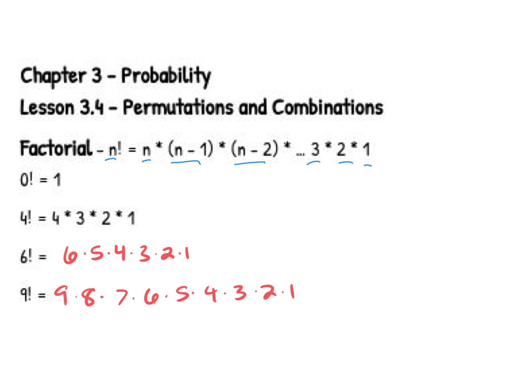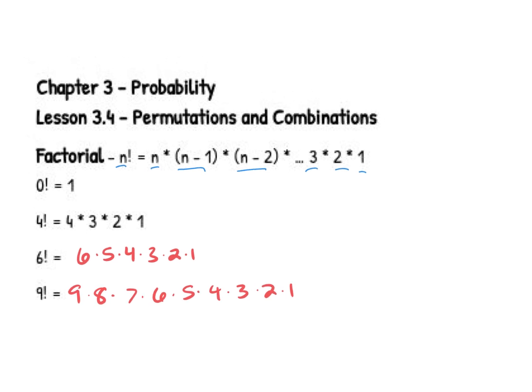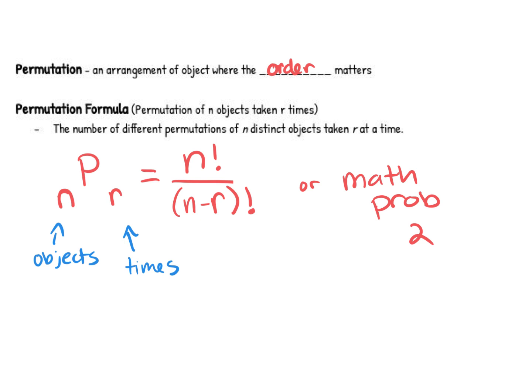So I have some examples below. First off, just something to know, 0 factorial equals 1. 4 factorial, you have the number that you're starting with, 4, times 1 less, times 1 less, times 1 less. So 4 times 3 times 2 times 1. So 6 factorial is 6 times 5 times 4 times 3 times 2 times 1. And then 9 factorial, you can see there as well, counts down from 9 all the way to 1. Those factorials we see in our formulas, and that's why we want to talk about them.